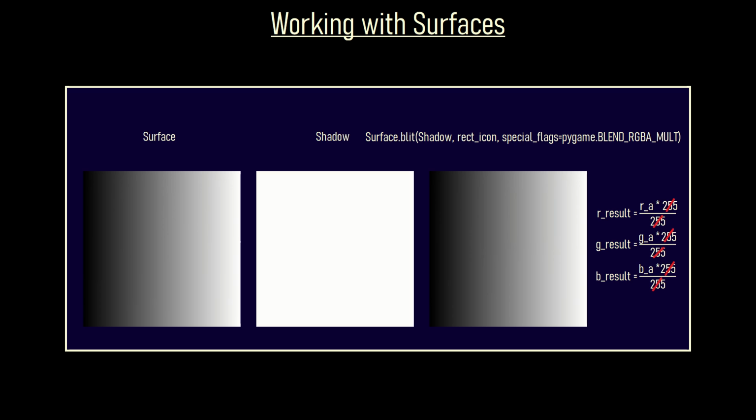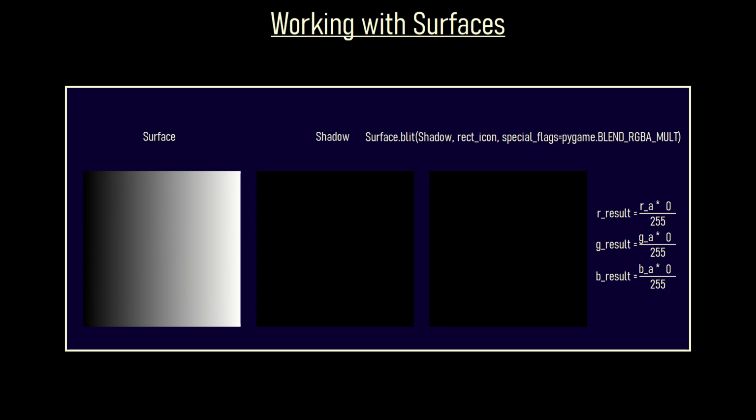White means each of the 3 base colors have a value of 255. If we divide that by 255, then we have a result of 1. And 1 times any value equals that very same value. If we have a surface which is completely black, then the end result is a black surface.